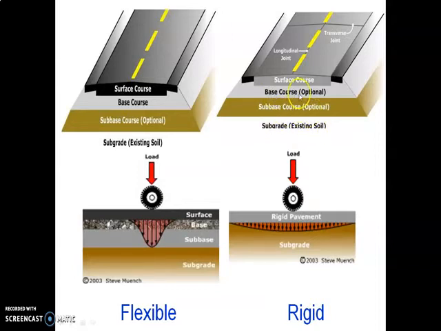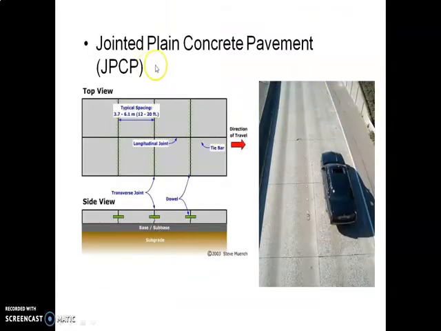Typical spacing 3.7 to 6.1 meters, that is 12 to 20 feet. This is the longitudinal joint. This is the tie bar, direction of travel. Okay, you have to go this way. And then another one is a transverse joint. This is the transverse joint. This is the dowel bar.